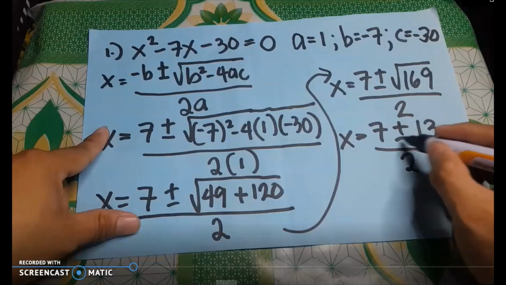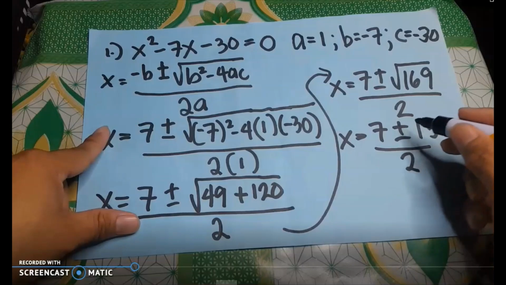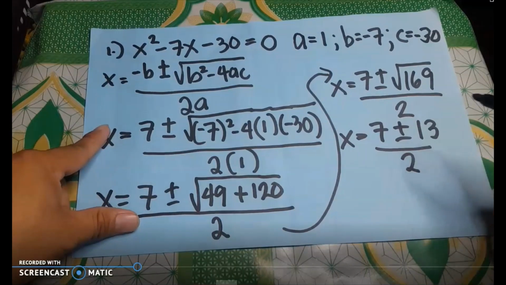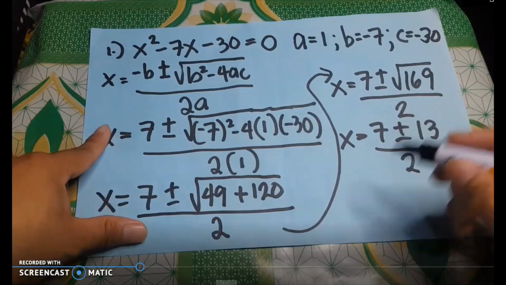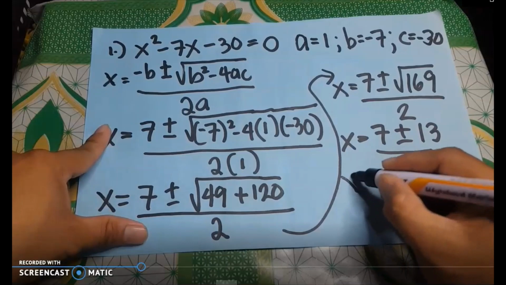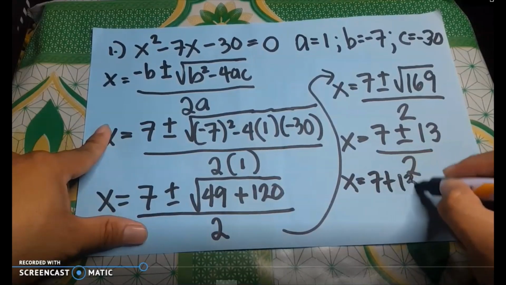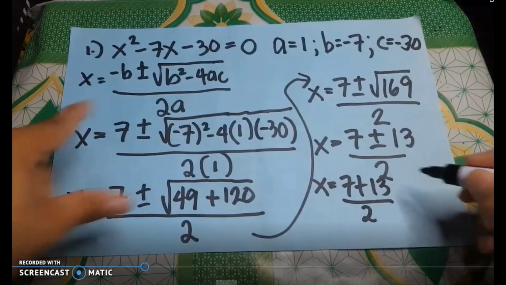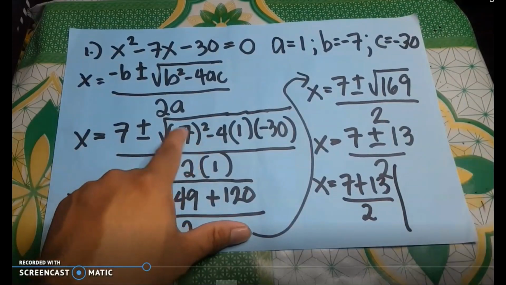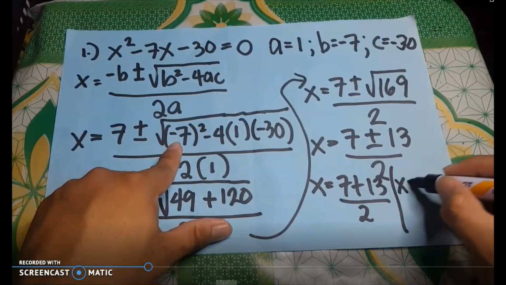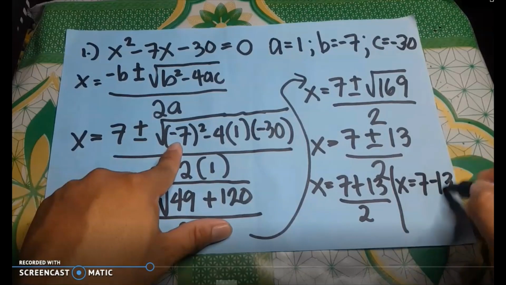we can separate these two solutions here for us to find out the solutions of the quadratic equation. So let's separate this plus or minus here. So we do have first x is equal to 7 plus 13 all over 2, and the other one is x is equal to 7 minus 13 all over 2.